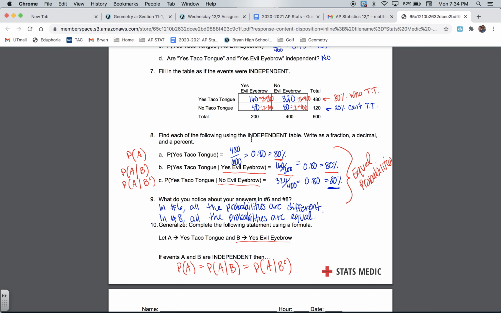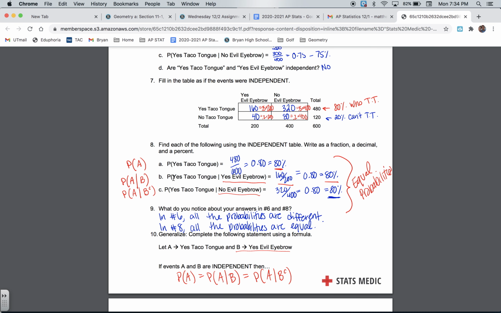So are these events independent? So the probability that yes, you're a taco tongue is 80%. All right. So what's the probability that yes, you're a taco tongue, given that you're a yes for evil eyebrow? So out of the evil eyebrows, out of 200, there was 160, which is 80%. Okay. Find the probability that you're a yes taco tongue, given that you're in the no evil eyebrow category. So the way we set it up was 80-20, so it was 320 over 400, 80%.